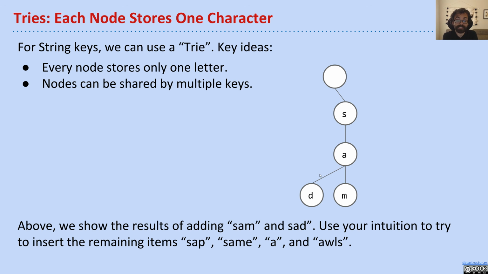So to see if that makes sense, what I'd like you to do is add sap, same, a, and alls, and then I'll give you my answer. So you're basically just inventing the trie right now.